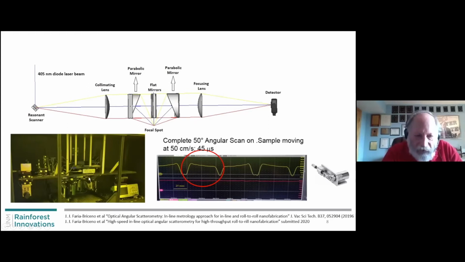And here's the actual device that's doing it. The web is down underneath here. And there are some parabolic mirrors that are doing the focusing. That's these guys.